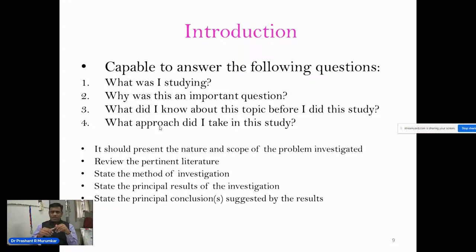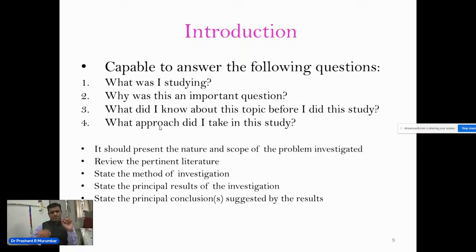And then finally, in the introduction section you also need to talk about what approach you have adopted and used while writing this paper, or while doing this research work. So, what approach did I take in this study? This question you need to answer here in the introduction. So basically, in the introduction: what was I studying, why was this an important question, what did I know about this topic before I did this study, which means literature review is important, and then what approach you have used. That part has to be there in the introduction also, right?